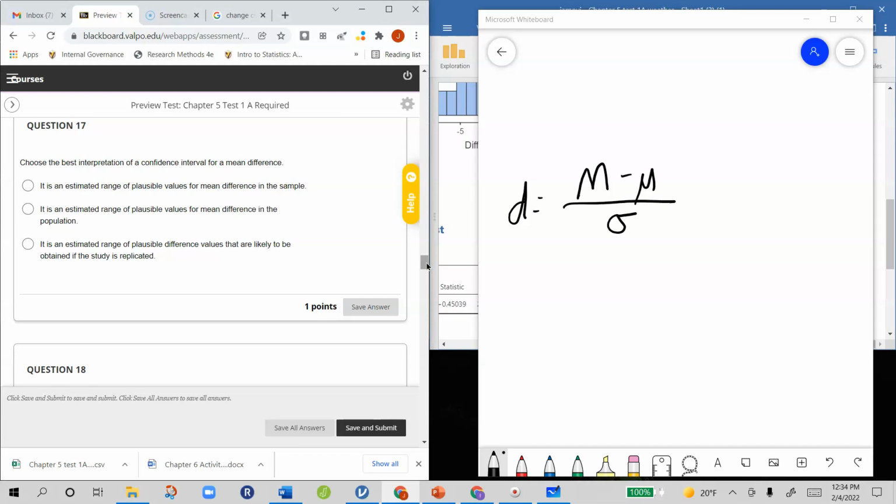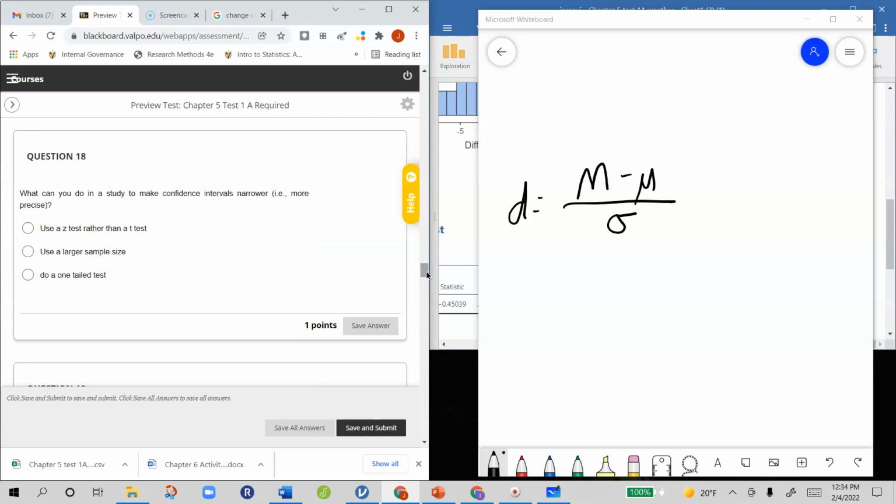Number 17, choose the best interpretation of a confidence interval. A couple of things to note here is that when we're talking about confidence intervals, we're talking about estimating a population mean difference. So in this case, the correct answer is it's an estimated range of plausible values for mean differences in the population. It is not an estimated range of plausible values for mean differences in the sample. We already know what our sample data are. Also, it doesn't tell us how likely a study is to be replicated. You don't get that information from the confidence interval.